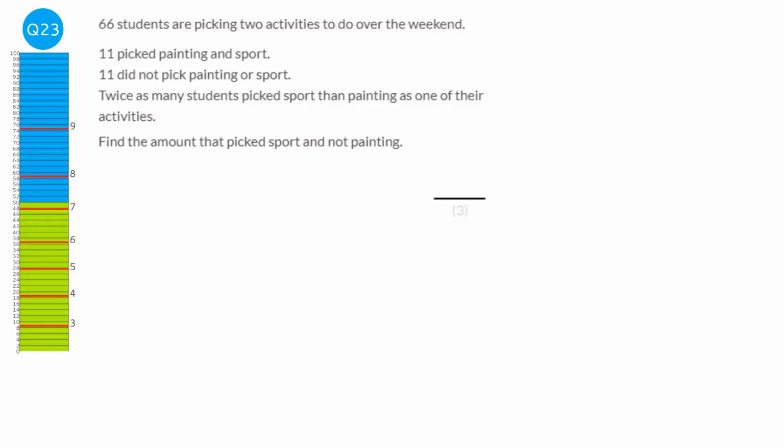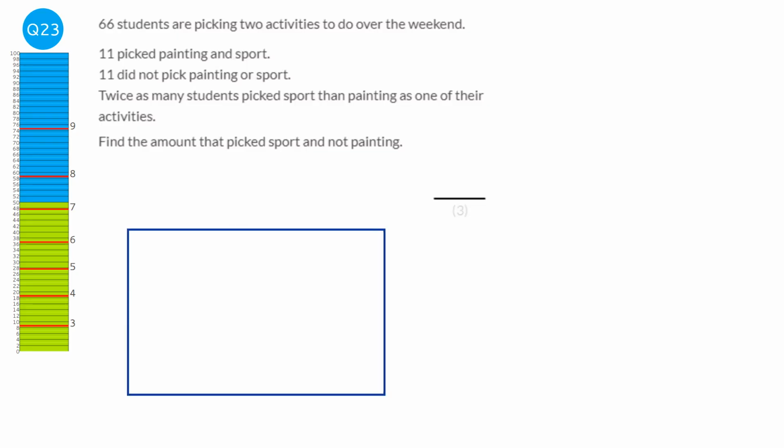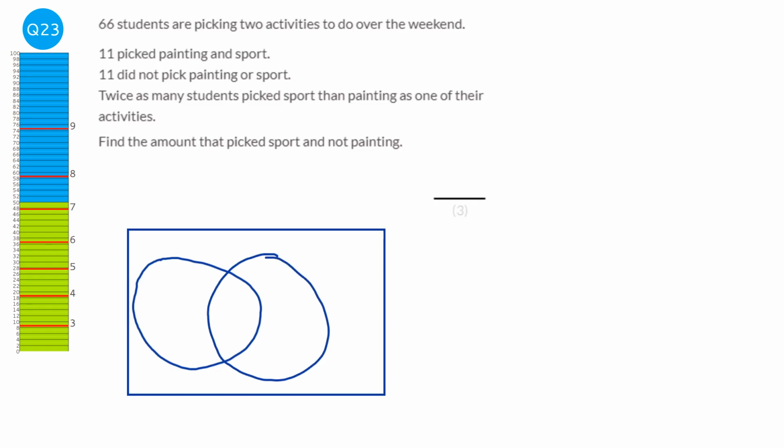So this question will probably need a Venn diagram just to make it a bit easier. So I'm going to draw a Venn diagram. You don't need to. If you can work out how to do this question without, you can do. But I think this is a really tricky question to do without a Venn diagram. So it says that they picked two activities. It was either painting, which I'll put as a P, and sport, which I'll put as an S. So let's start filling in the information it gives us. So 11 picked painting and sport. So that will go in the middle, because that is painting and sport, and 11 didn't pick painting or sport, so they can sit on the outside.